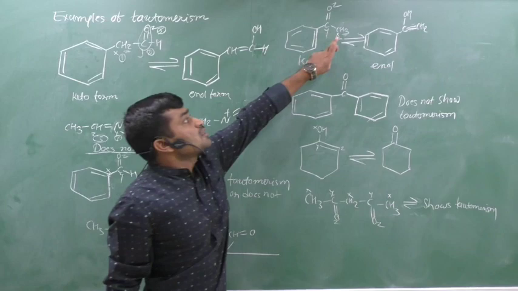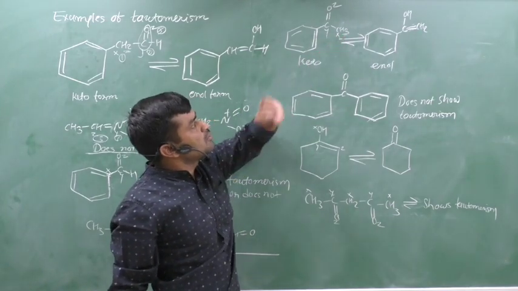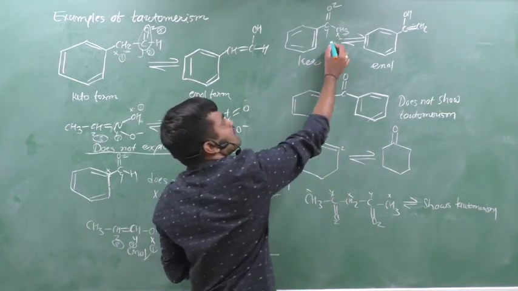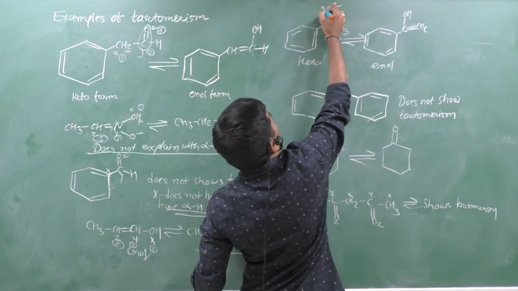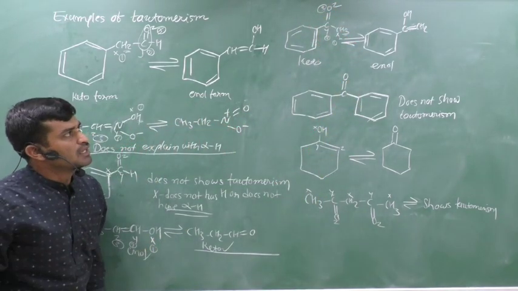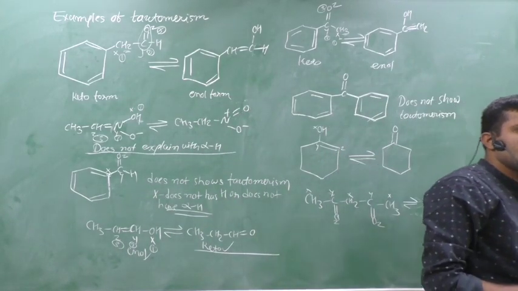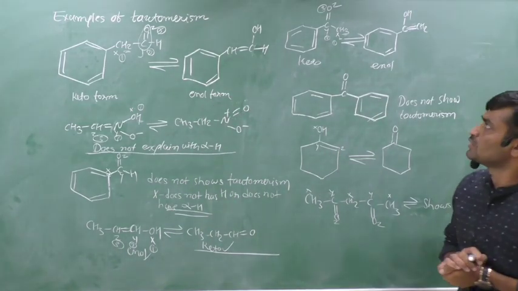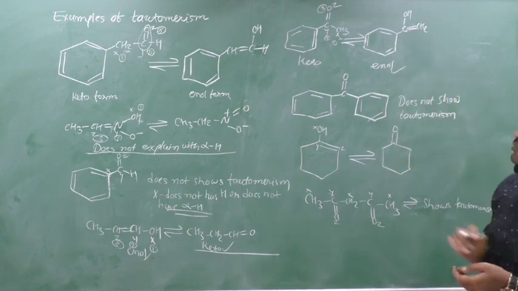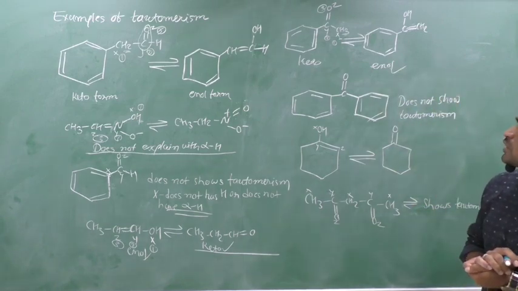But this carbon has alpha hydrogen, therefore we can take it as X, and this compound shows the tautomerism. Therefore, very simple. 1, 2, 3. A double bond is transferred from 2, 3 to 1, 2, and hydrogen is transferred from 1 to 3. Clear? Then this type of compound shows the keto-enol tautomerism.